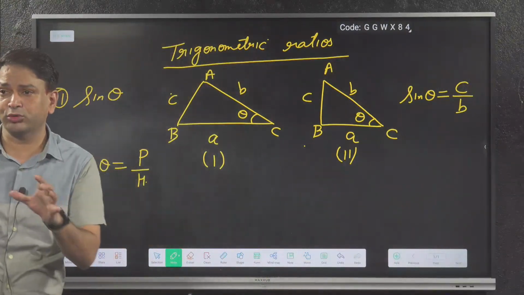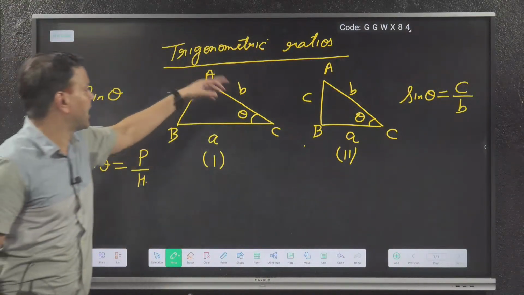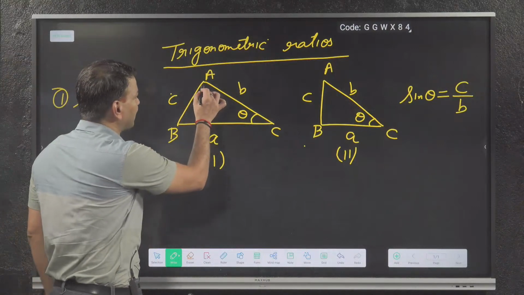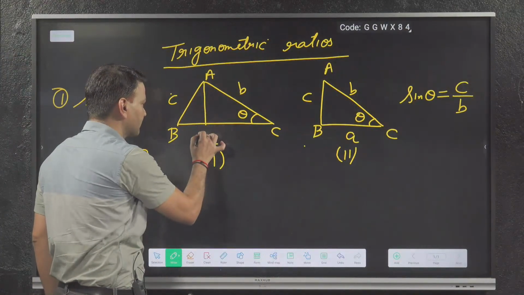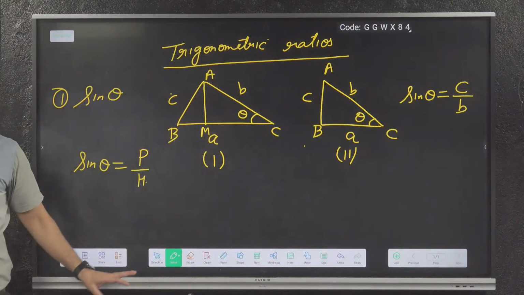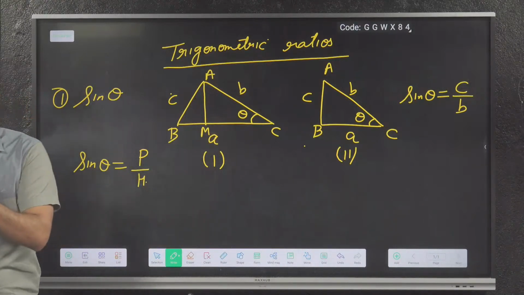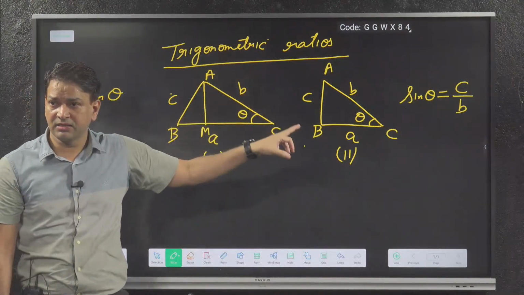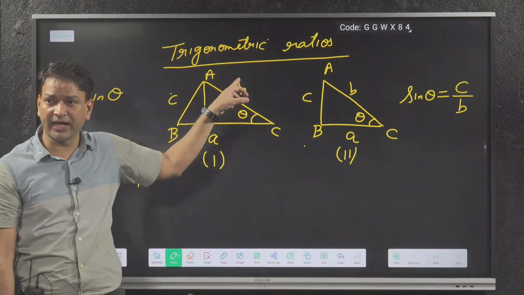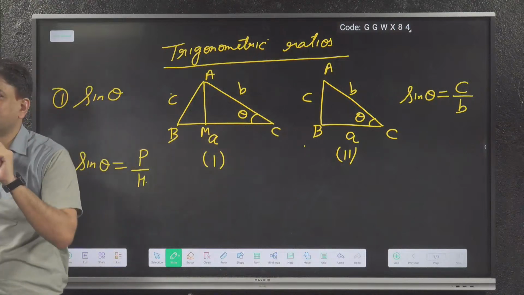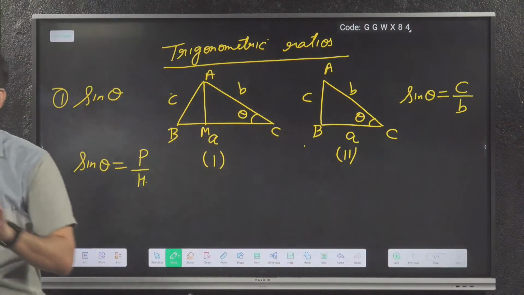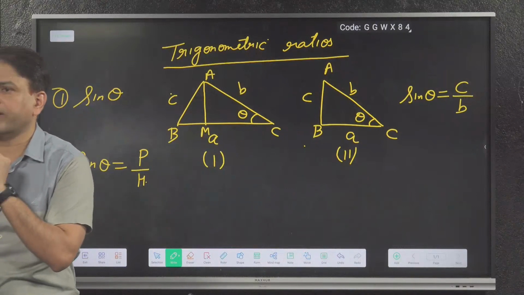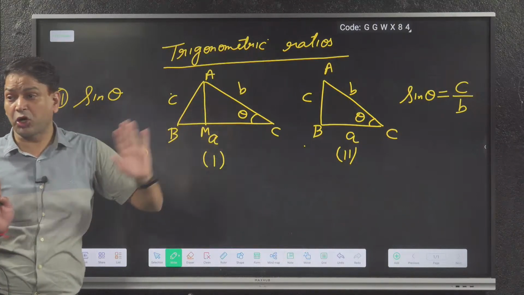Okay, so we have to see the perpendicular. This triangle is not a right angle triangle, but what we can do, suppose I draw the perpendicular here. Okay, this perpendicular is the AM. Now see the triangle ACB. What is the angle C here? Theta. In the triangle ACB, what is the angle C? Theta. But that is not a right angle triangle.